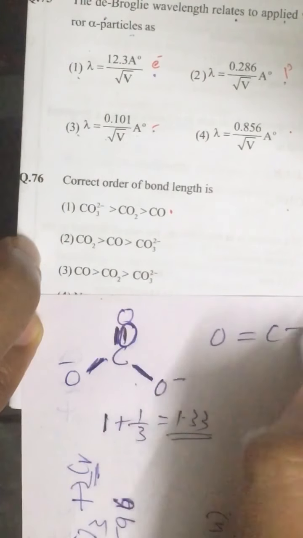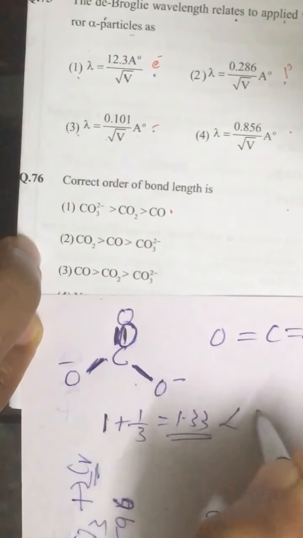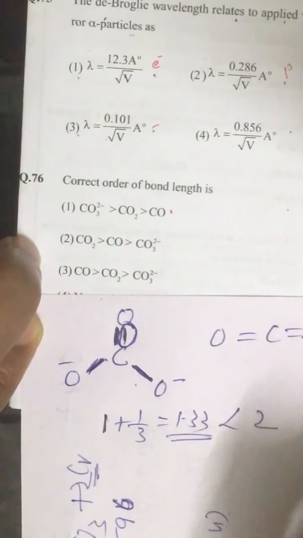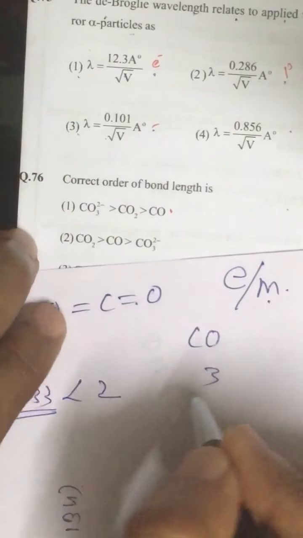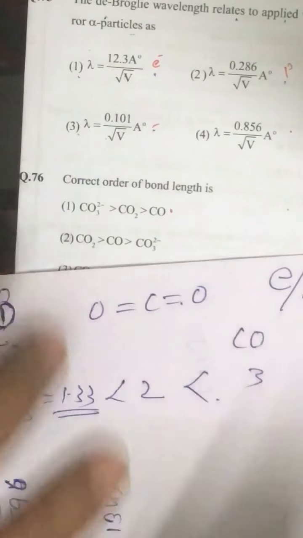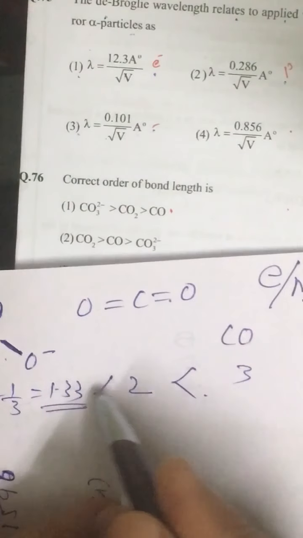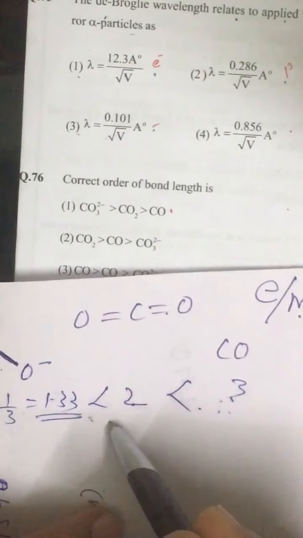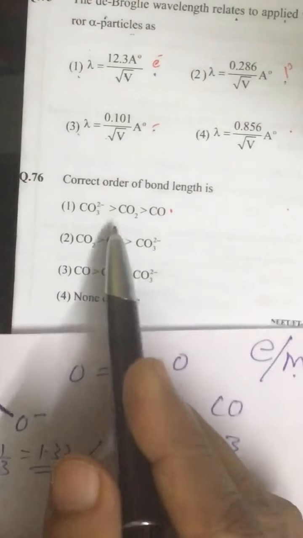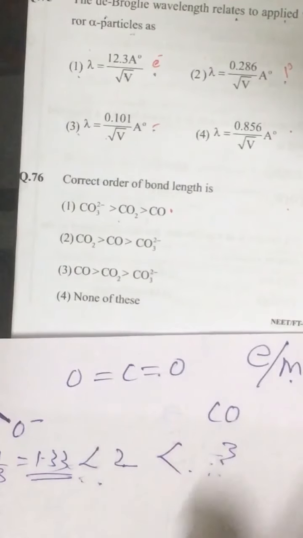In CO2 the bond order is 2. Alright, and in CO the bond order is 3. So the correct order is this one: 1.33, then 2, then 3. This is the order of bond order or bond energy. Opposite is the order for bond length. Alright, 76.